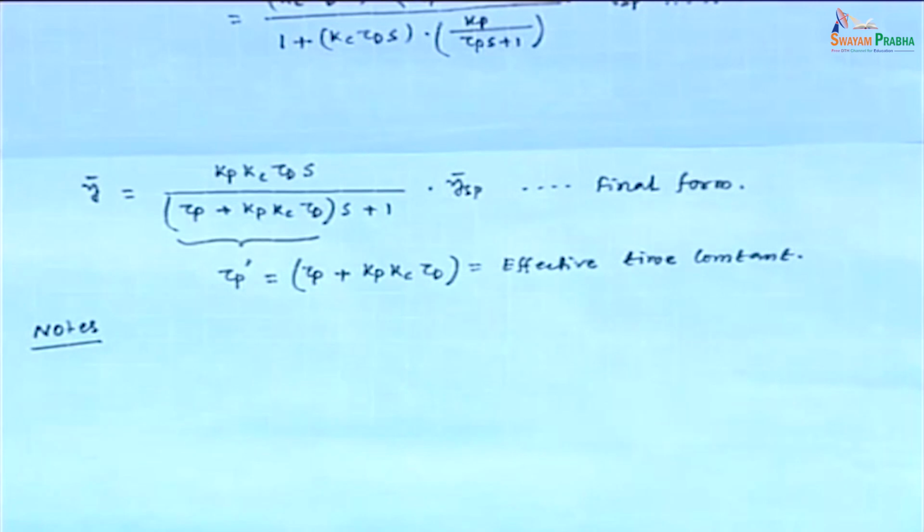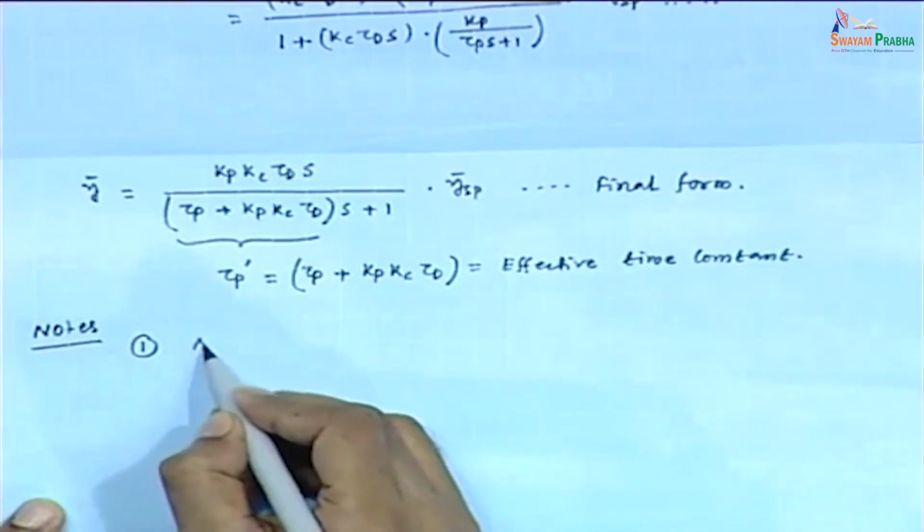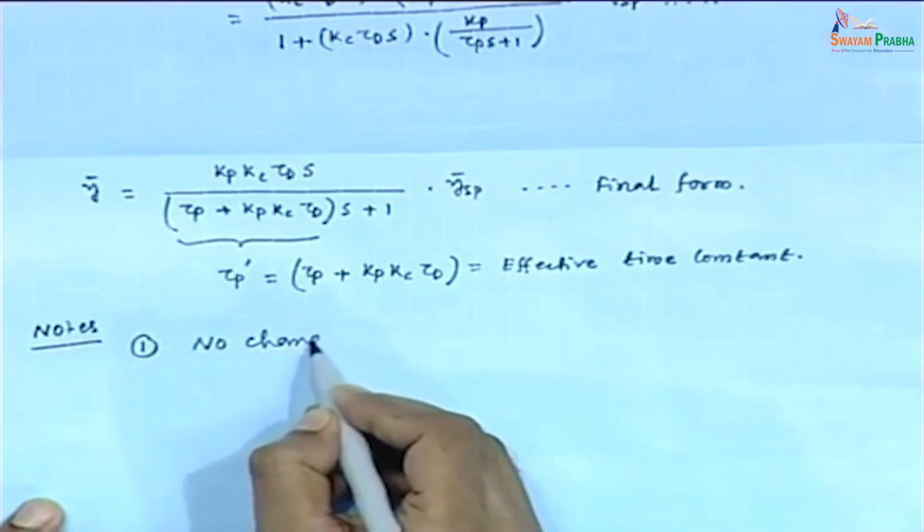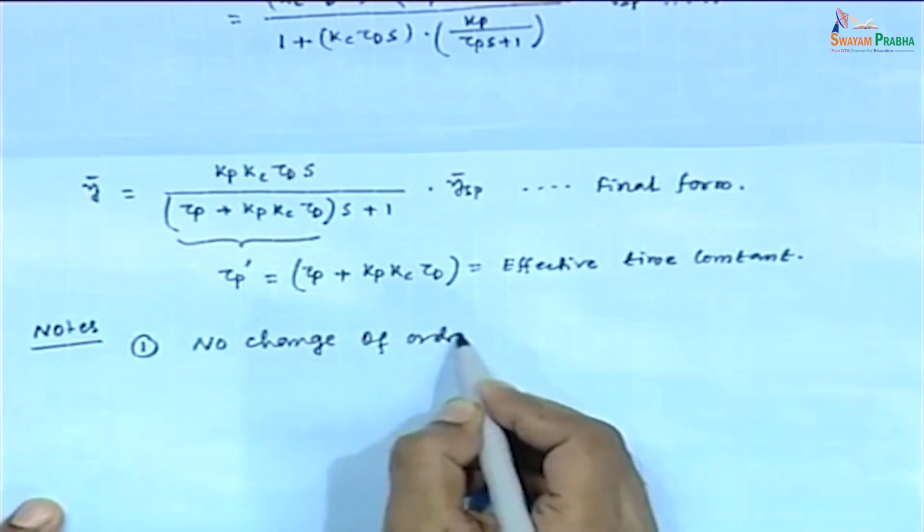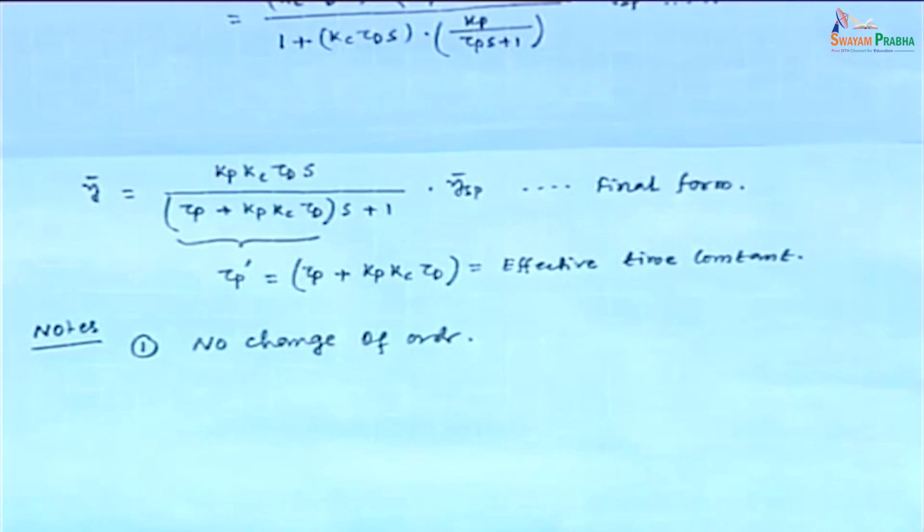Due to the inclusion of derivative action, is there any change of order? No. The order of the overall system does not change. We have taken first order process and the overall process is also first order. So, there is no change of order of the overall system. This is the first point.